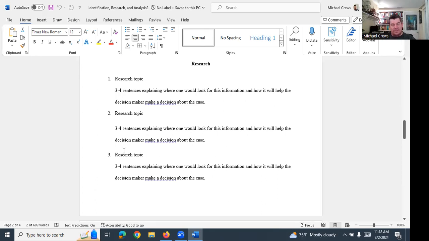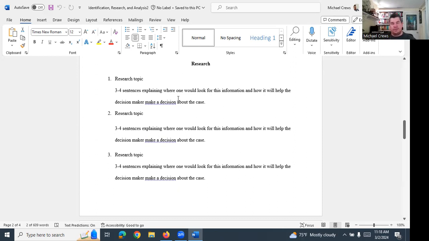I want you to write the topic here. People oftentimes leave this where it says research topic and then they write under it. If you just leave it where it says research topic 3 times, I'm going to take a point off because I want you to write the topic here. Okay. And then the 3 to 4 sentences explaining where one would look for that information, what they would gain from that information, and how it would help them make a decision in the case.